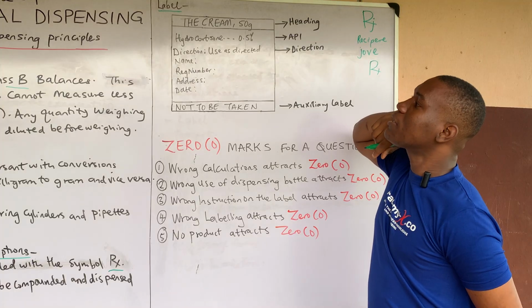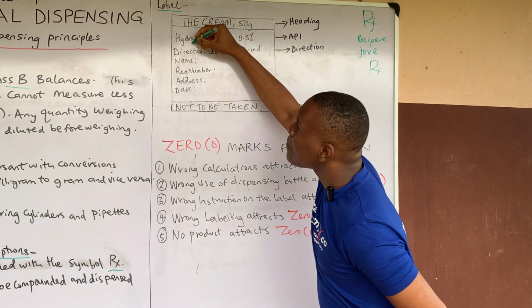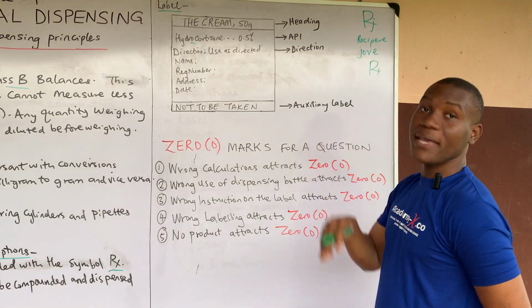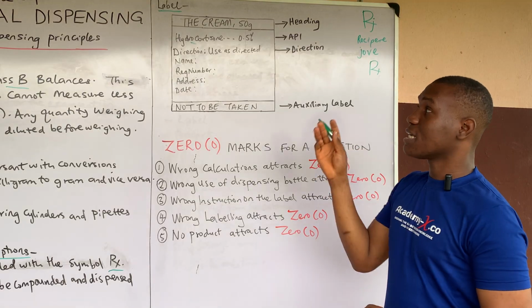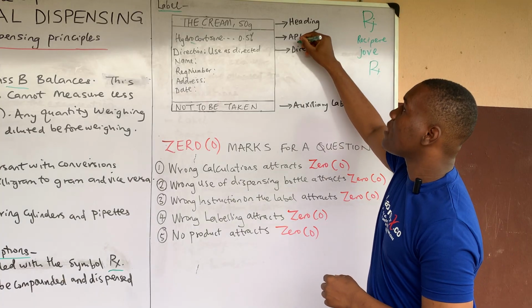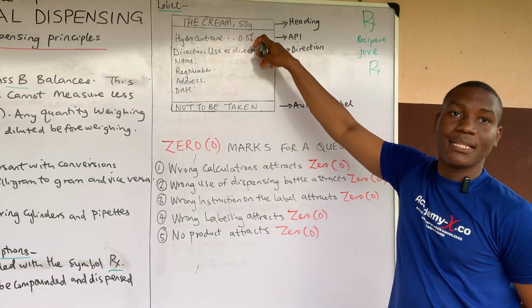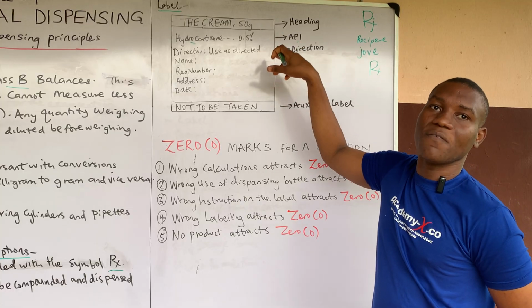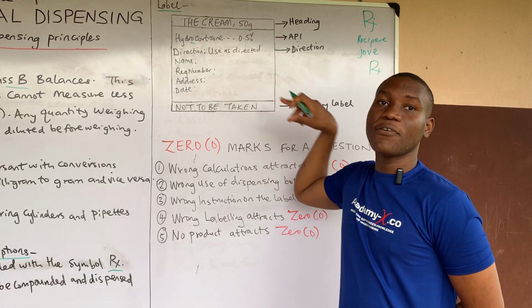Now, the cream is made up of an API, hydrocortisone, which is for pain and inflammation. That is what the cream is used for. So this hydrocortisone is the API. So you must also show the percentage or the components of the API in the cream.